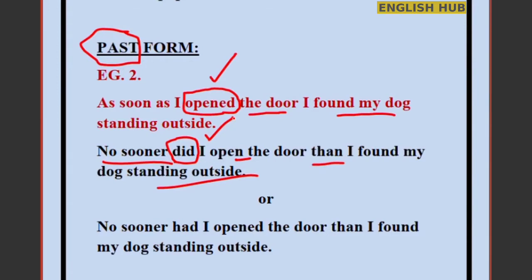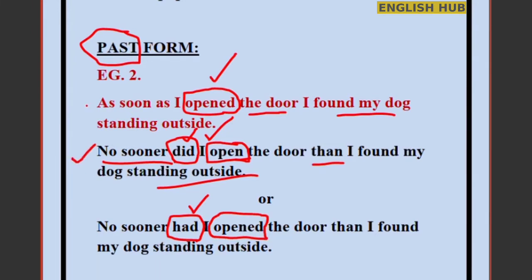In case of the past form, you can also use had over here. Okay. You also can use had. No sooner had I opened. Now you will have to remember that when you use the word did as the helping verb, you use the first form of the verb, open. Okay? But when you use had as the helping verb, you use the third form of the verb, which is opened. Both the sentences are correct.